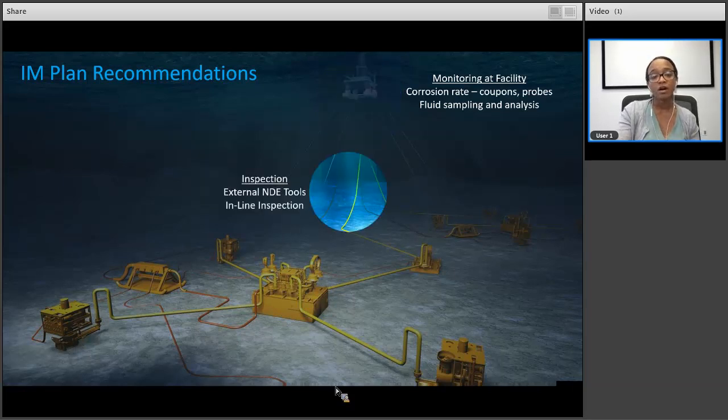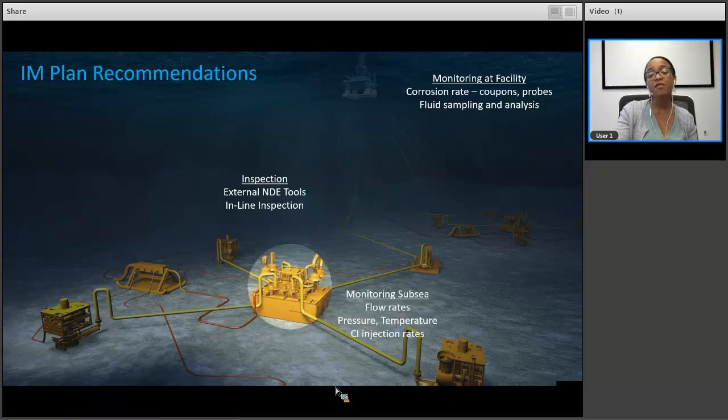Inspection tools. Are we considering external NDE tools to screen for general or localized corrosion? And then finally, inline inspection, ILI, which provides the most coverage for the subsea system, as well as the highest data resolution. And finally, monitoring subsea. We're looking at the flow rates for individual and commingled wells, the pressure and temperature at key points, not only at your well, but also at your flow line inlet and your arrival at the facility.